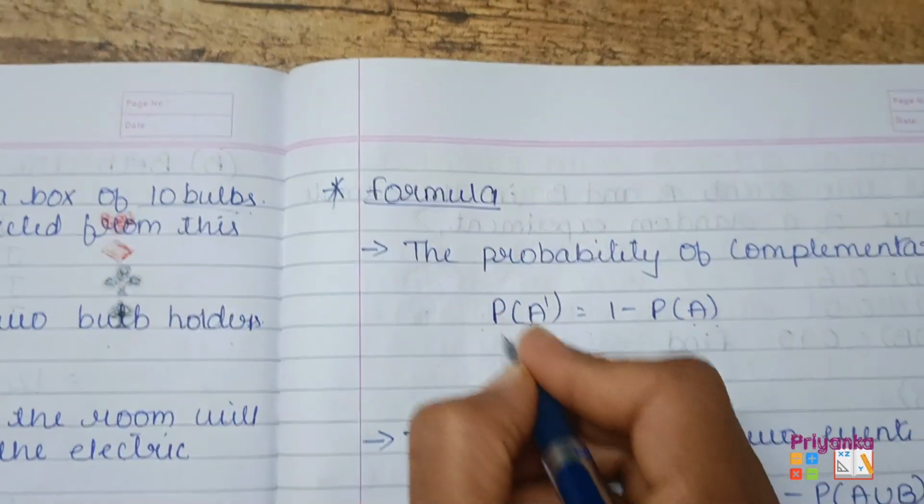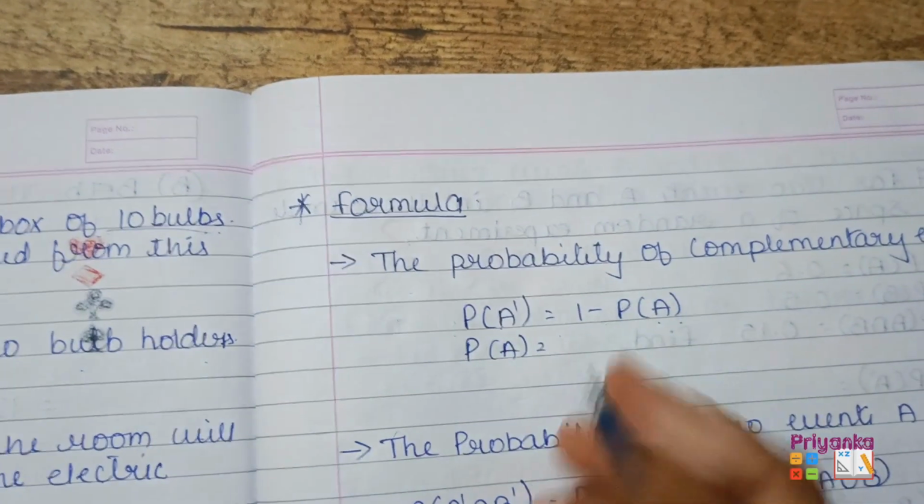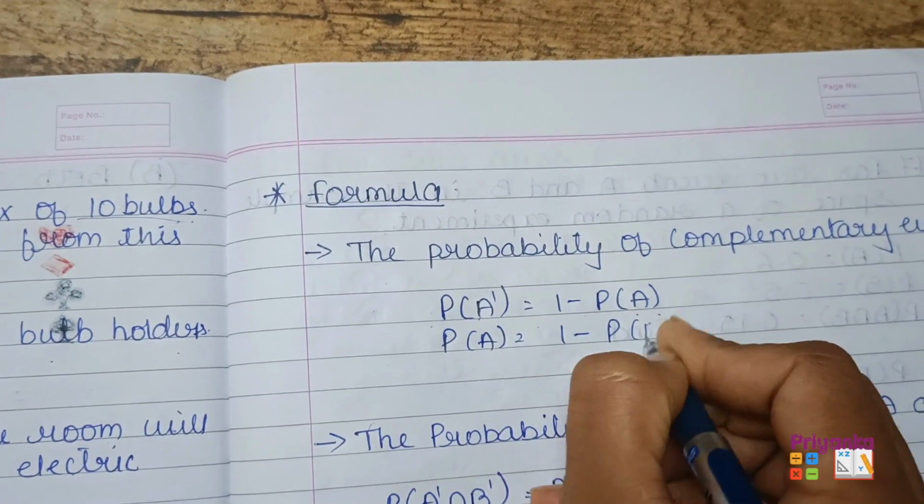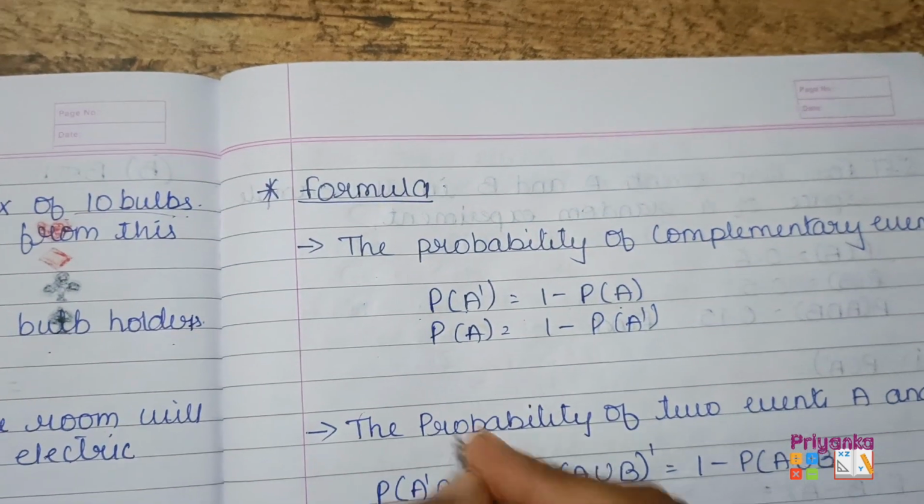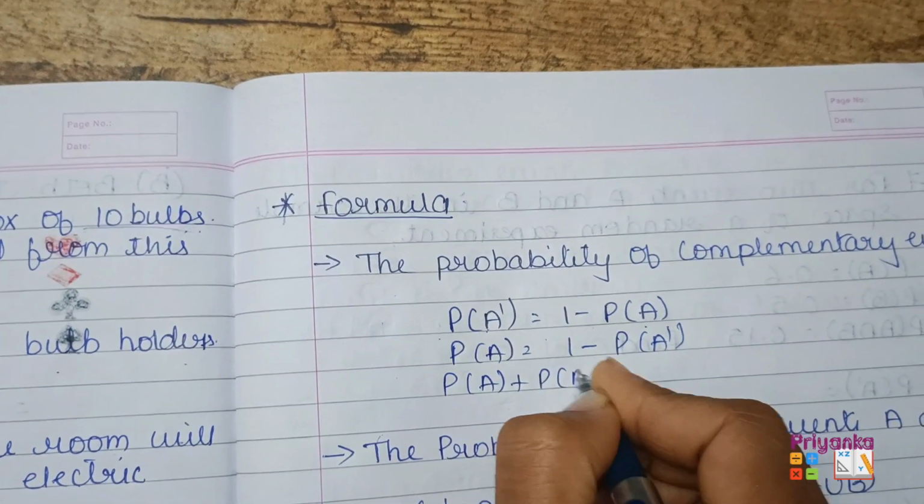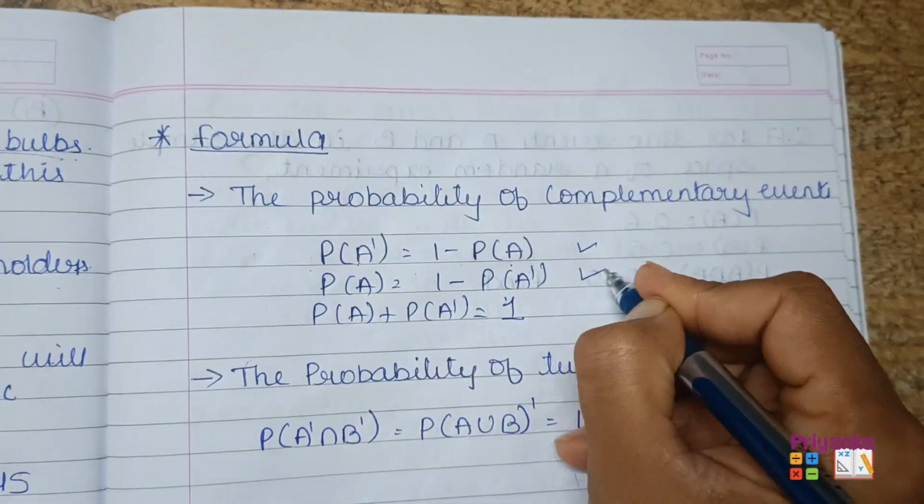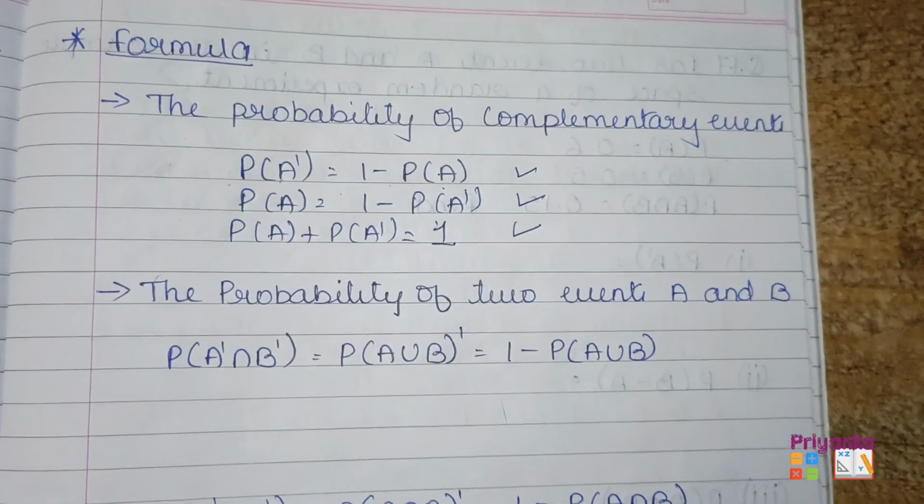Now out of this, if we want to find P of A, we can just switch the places, that is, 1 minus P of A complementary. So exactly, P of A plus P of A complementary equals 1. So out of this we can use three types of formula.